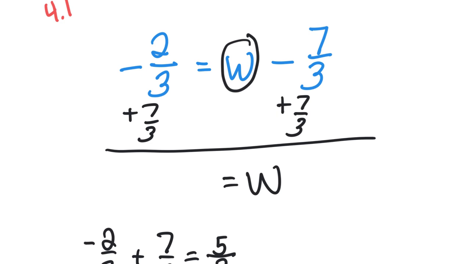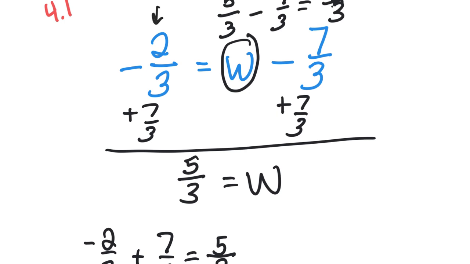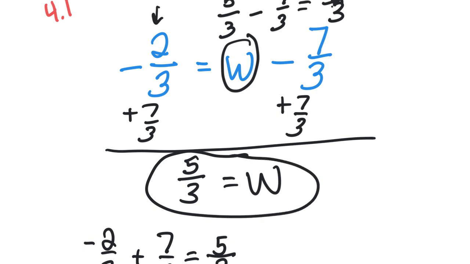Okay, so then I'm going to put 5/3 right here. I want to check it. So for W, 5/3 minus 7/3 equals, the 3 is there, and the 5 minus 7 is a negative 2, negative 2/3, which is the same as what I have right here. So that checks out. So this is my answer.